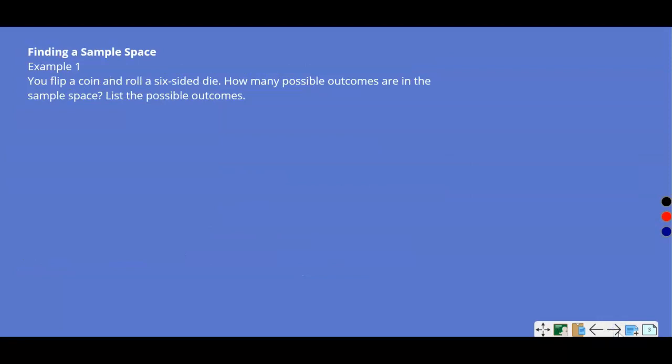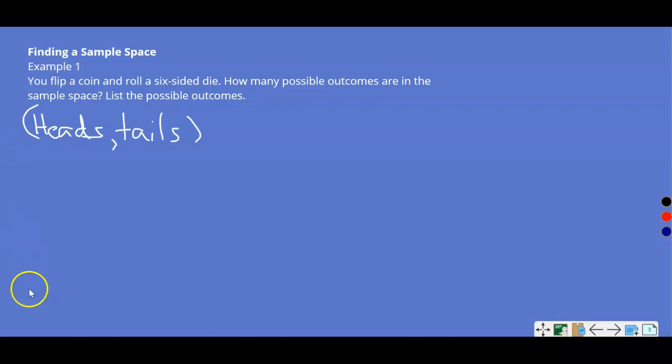Example 1, finding a sample space. So this is the first thing we're going to look at. So it says you flip a coin and you roll a 6-sided die. How many possible outcomes are there in the sample space? All right, so for a coin, if you flip a coin, we know the sample space is going to have 2 results. It's going to be either heads or tails. All right, so that would be considered the sample space.